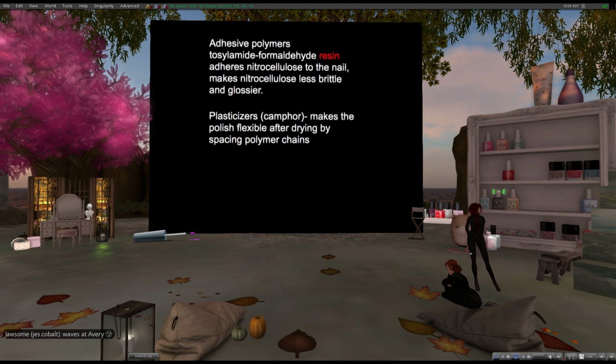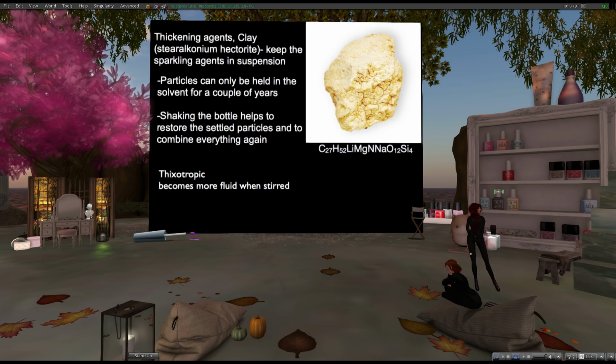And plasticizers, plasticizers like camphor, it's a molecule that fits in between the polymer chains and makes it more flexible. And we'll learn about another plasticizer, dibutyl phthalate, which has been removed from many nail polishes because it's considered a slightly dangerous chemical. But camphor, not a problem at all.